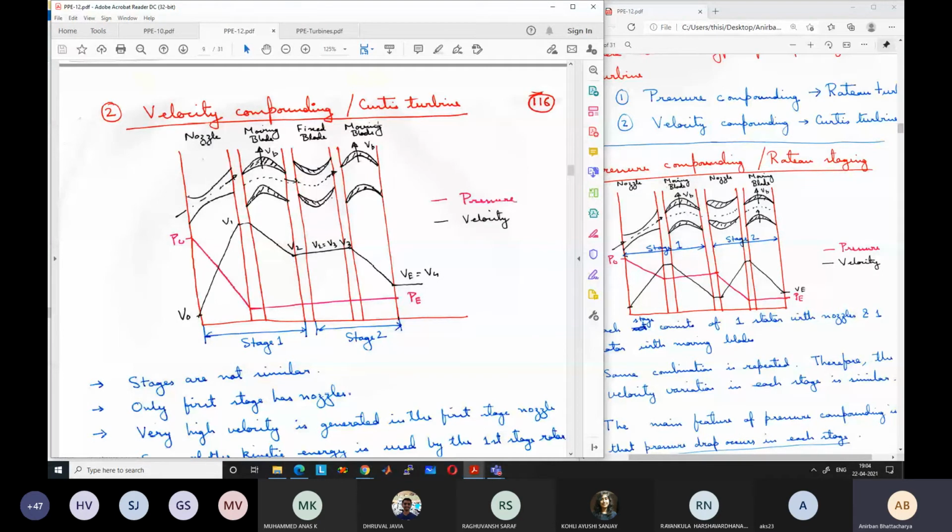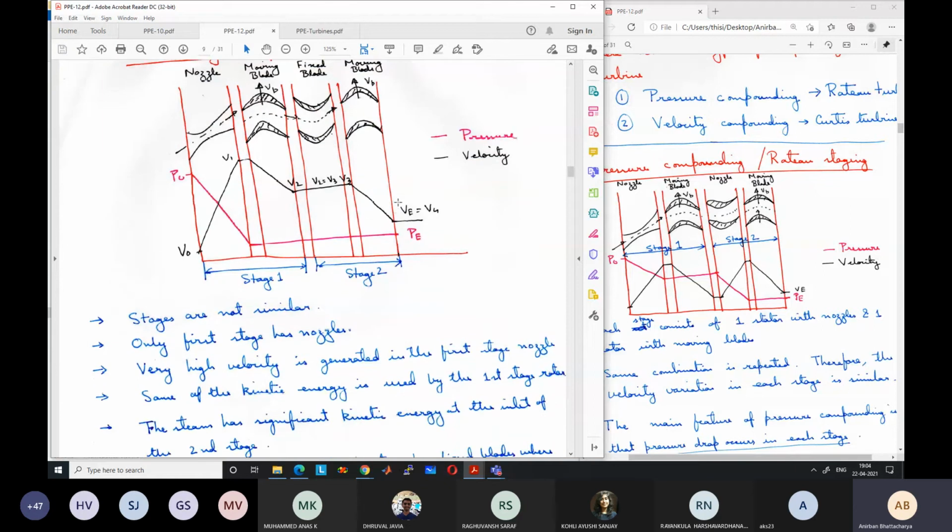Most of the work is generated by the first stage. Some work is generated by the second stage. If you have multiple stages, the third stage or fourth stage will generate very little work. So it will not be very useful. Okay, that's why it typically has only two stages.